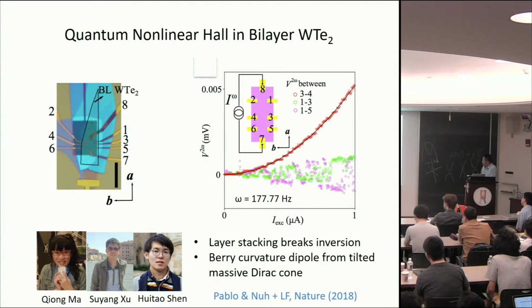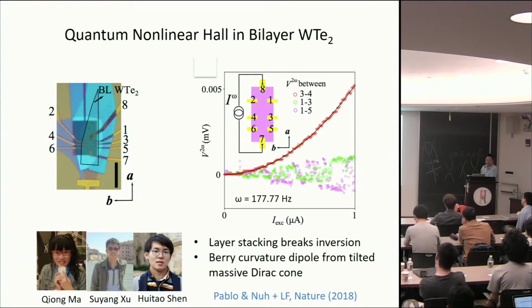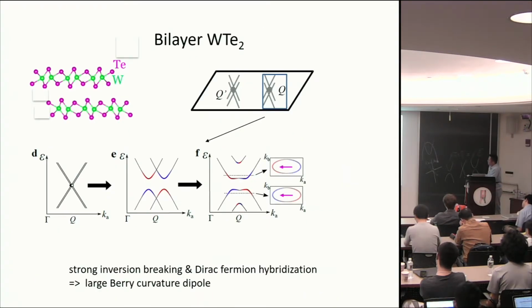So here, what happens is that the monolayer WTe2 is actually inversion symmetric, but when you stack 2 layers together, the stacking itself breaks inversion symmetry. And one way to think of it is that each layer of the WTe2 gives you a Dirac cone, right? So the spin-orbit interaction opens up a gap, but that gap is quite small. So for this purpose, we can neglect it.